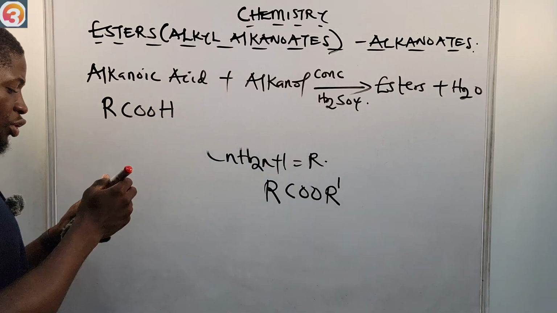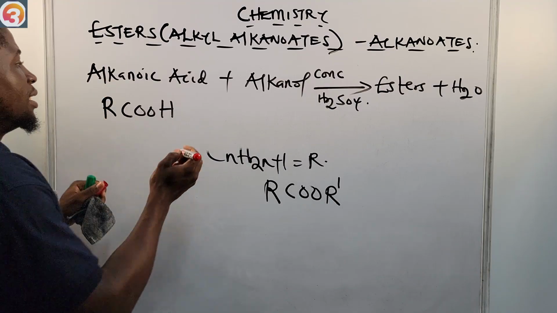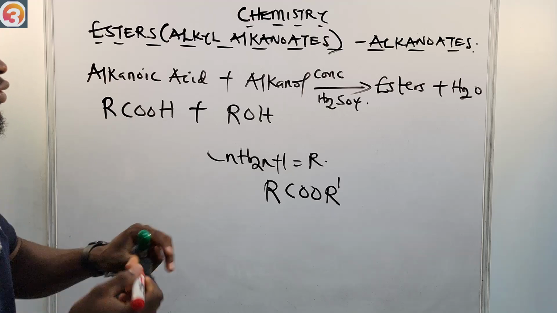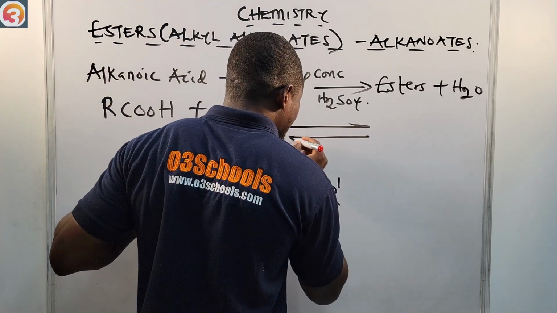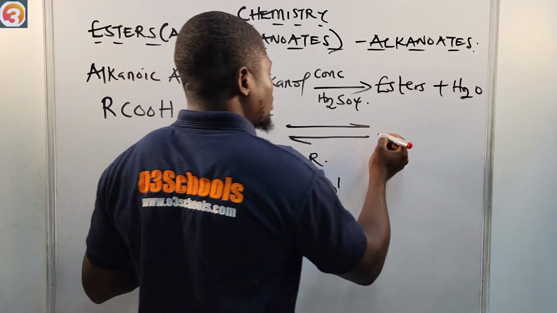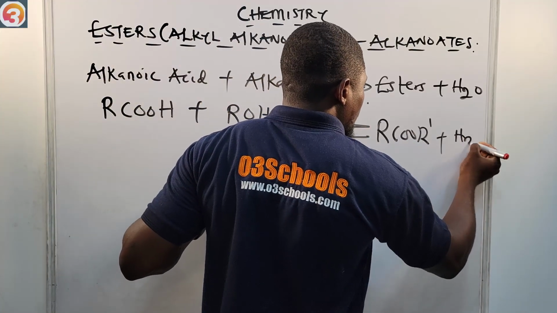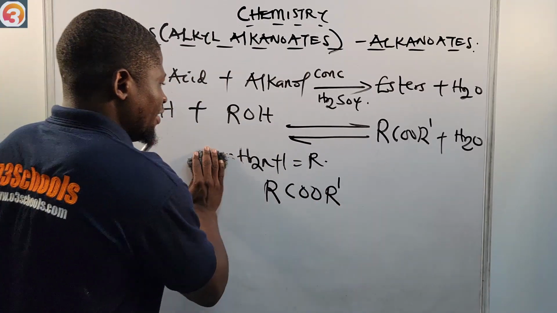Okay, so if you want to represent them, you could say RCOOH, which is the functional group or the general formula for alkanoic acid, then plus ROH, which is the functional group of the alkanol. We have said it's a reversible reaction, so let's also represent it here. Then we'll get our ester, RCOOR', plus H2O.